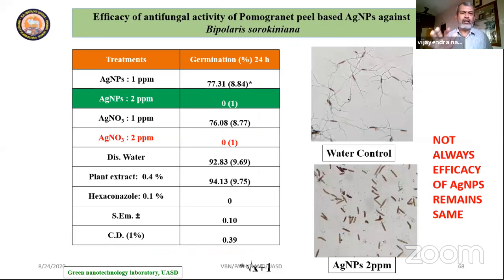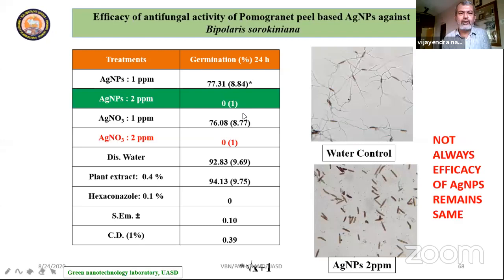See now, another example you are going to find is Bipolaris sorokiniana. AgNP germination percentage at 1 ppm was 77. Then AgNO3 alone at 1 ppm, 76. Now you see AgNO3 at 2 ppm, and AgNP, both are there.